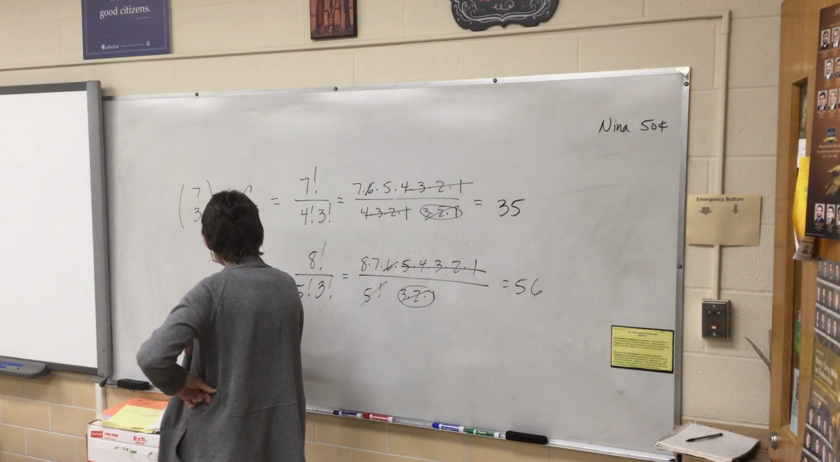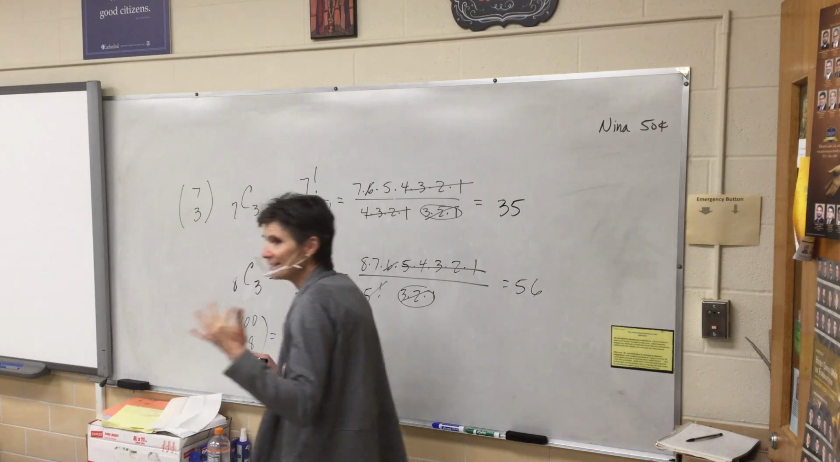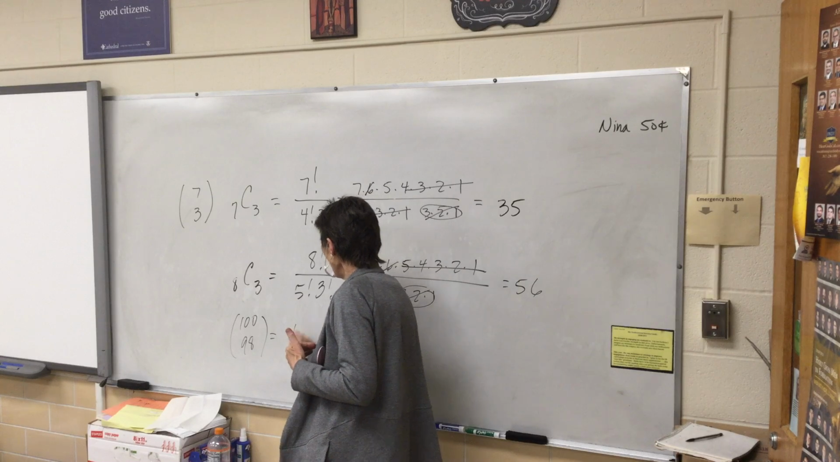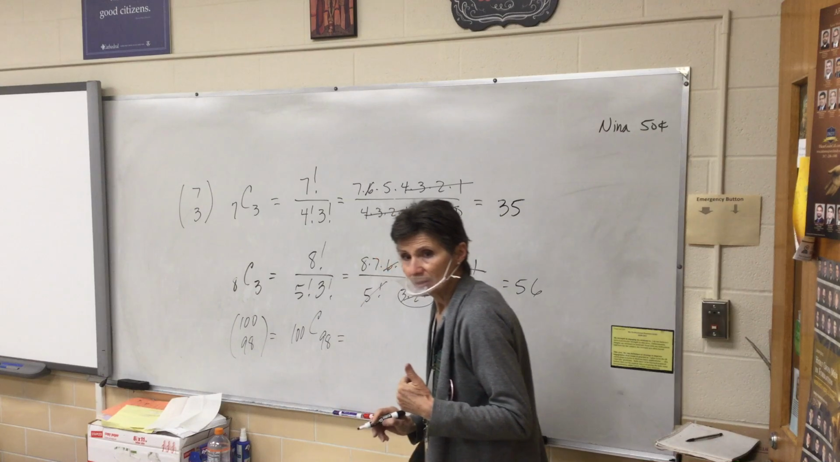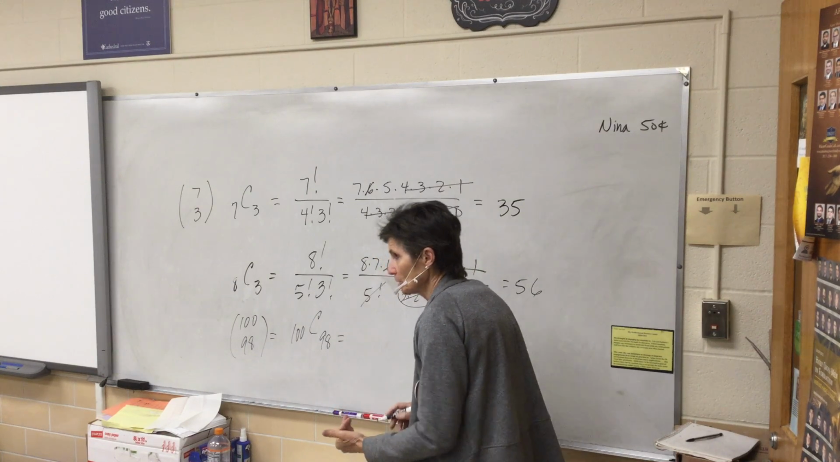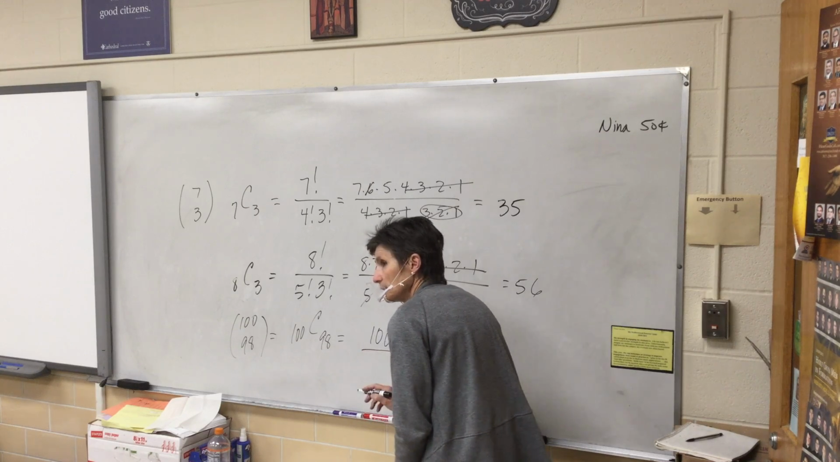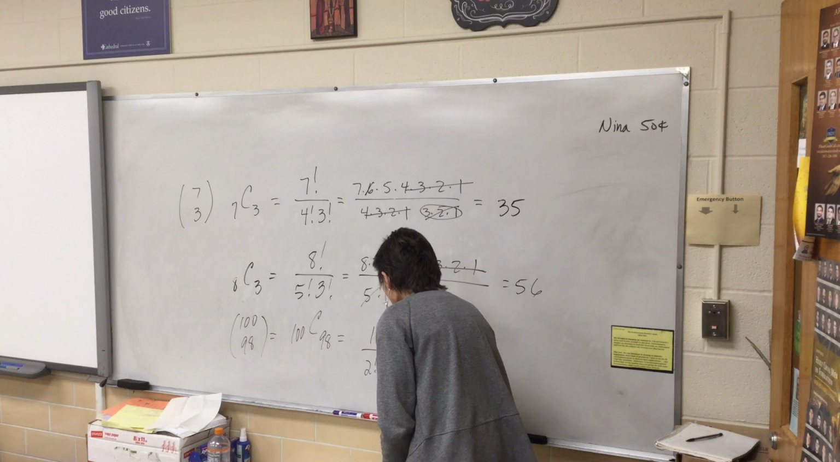All right, 100C98. Now, don't panic. This one's easy. Remember, that means 100C98, right? So what would our little formula look like? 100 factorial over 2 factorial 98 factorial.